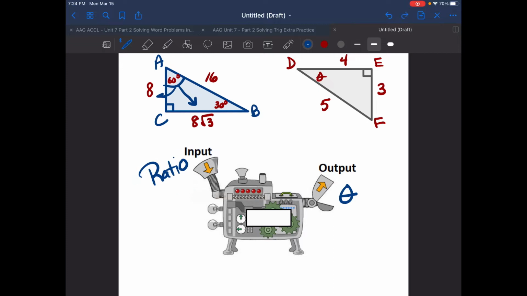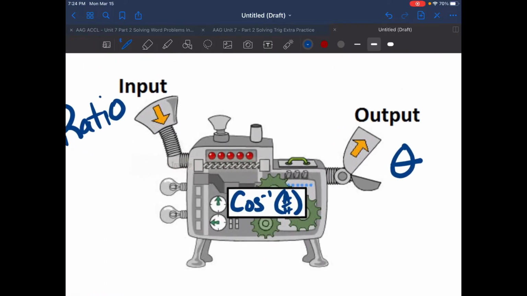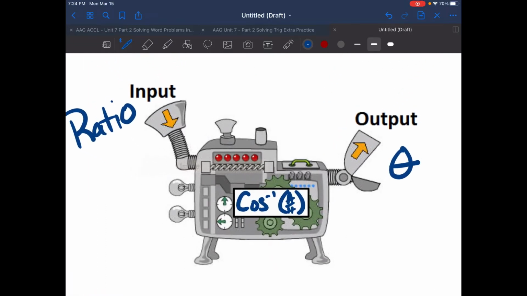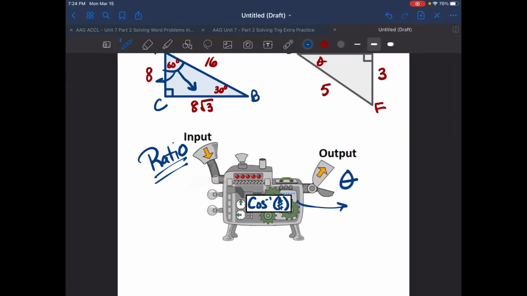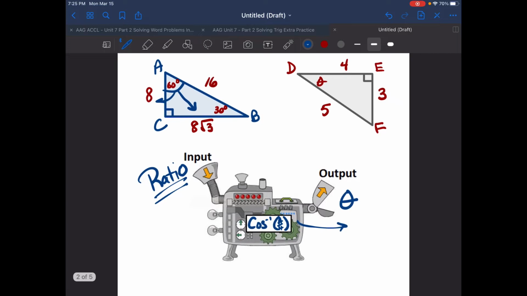So how do we undo cosine? We're going to use, that's right, inverse cosine. So now I want to use the inverse cosine of, I'm trying to write that really small there, but that says the inverse cosine of the ratio, of the fraction, adjacent over hypotenuse. So that means the ratio goes in, inverse cosine will reverse the process, and it will spit out our angle measure. So let's go up top here, and let's say we're looking from D.